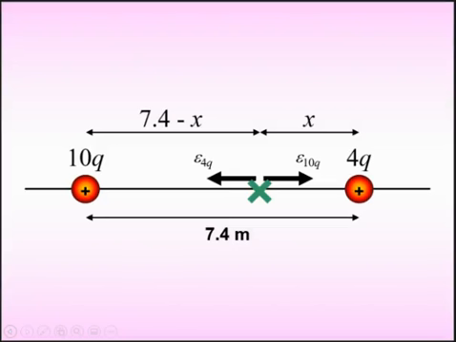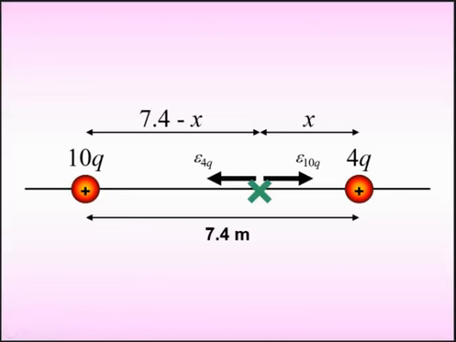All right, so let's do the math now. I think you have a slide for that, the blank slide for the calculation. So epsilon due to 4Q must equal epsilon due to 10Q.